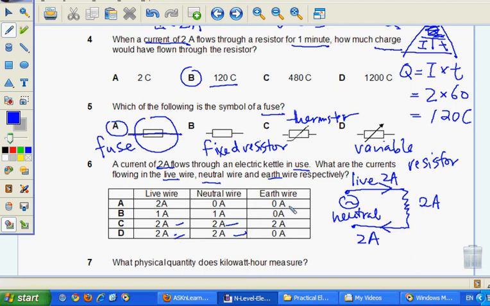Remember that the earth wire is a safety device in case of any accidental touching of the metal casing. In this case, there isn't any indication that there is a leakage or a flare wire. So the earth wire will not be drawing any amount of current. The best answer is that there will be no current drawn to the earth wire. Your answer will be D.